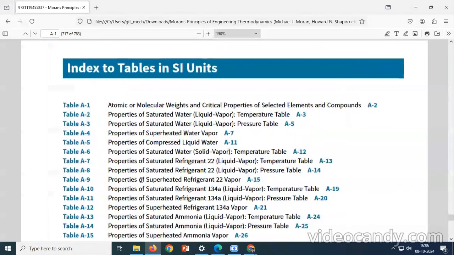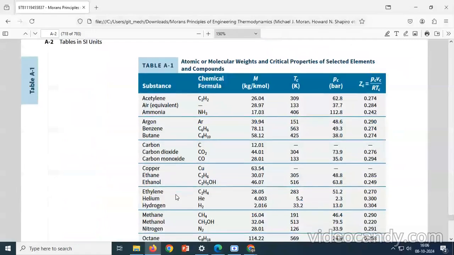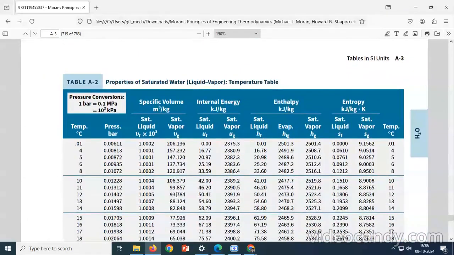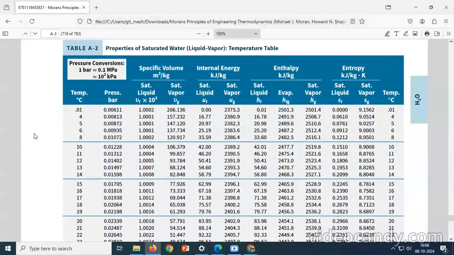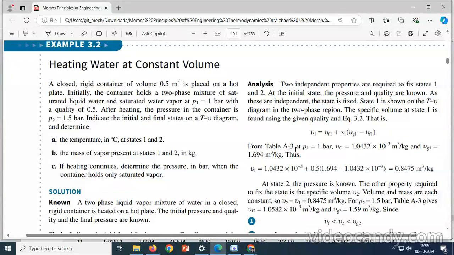But in the last pages, they have given tables here. Just as you are referring to books, I am referring to the same book's tables only. You can see here, all the values are at 1 bar. What table have they given? To refer A3. Table A3 we need to refer. So I'm going to this table.